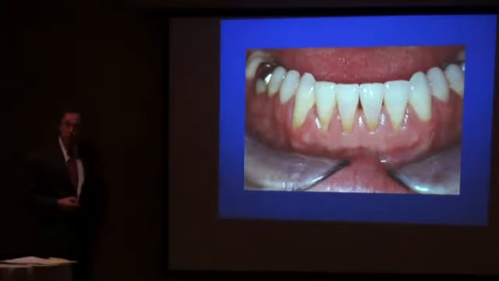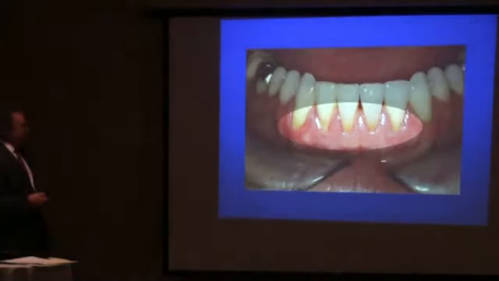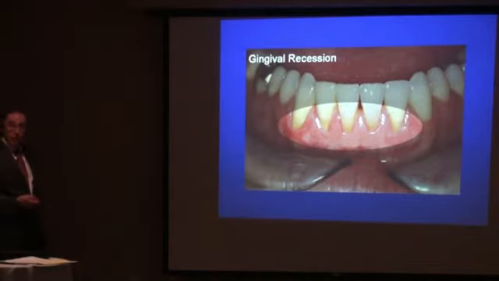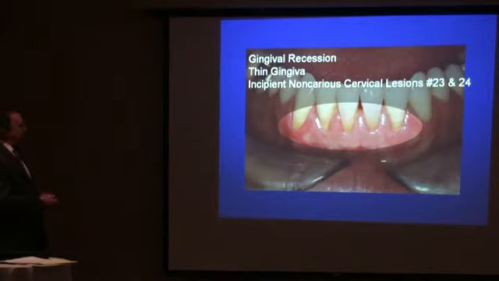Let's take a look at a patient with a similar situation in the mandibular anterior. And if we zero in on teeth numbers 23 through 27, again what we see is gingival recession. This is caused by a thin gingival biotype. And we have incipient non-carious cervical lesions beginning on teeth numbers 23 and 24.